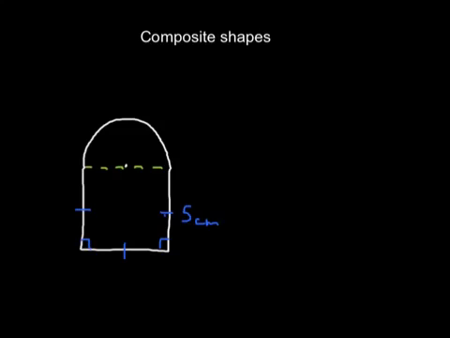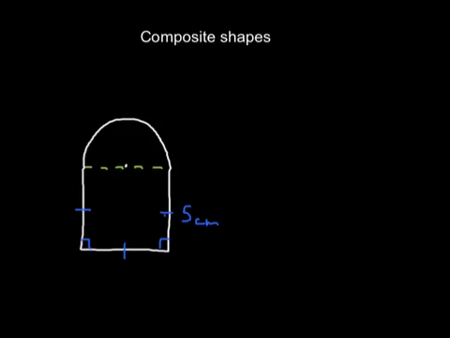So the radius is half of that, which means it's 2.5 squared. And if I do that sum, it's going to be a half times pi times 2.5 squared, and ultimately that is going to equal 9.82 centimeters squared.